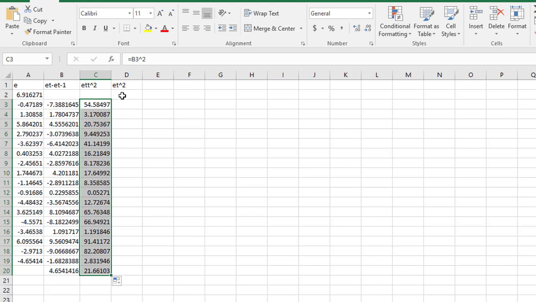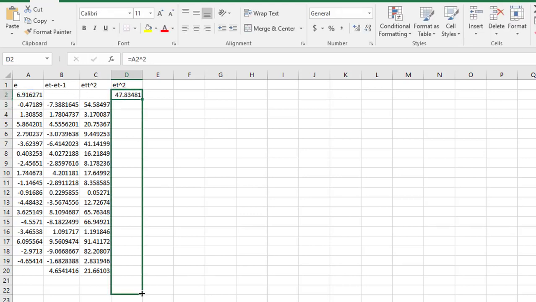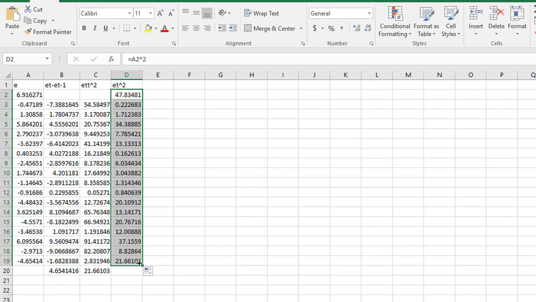So now for our ET squared, which are all of these guys squared, we can just say equal this guy squared, and just pull down our cursor. So now we can calculate our D.